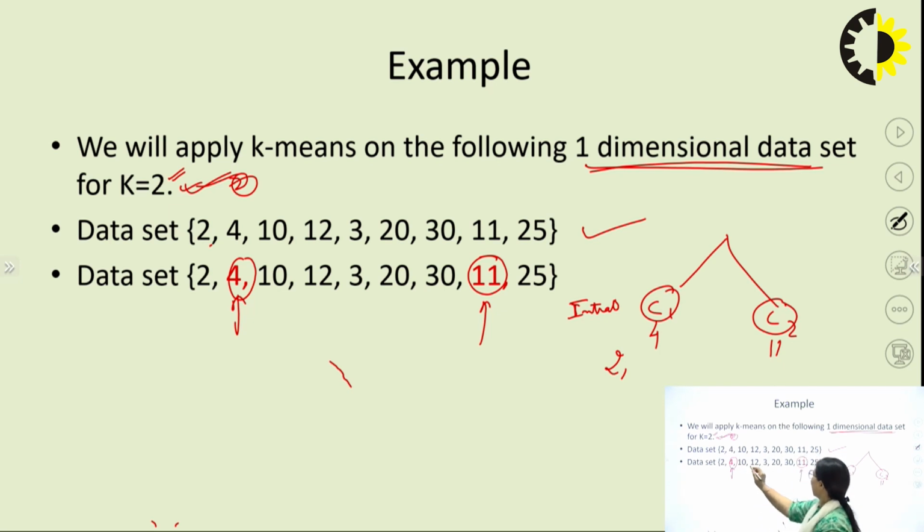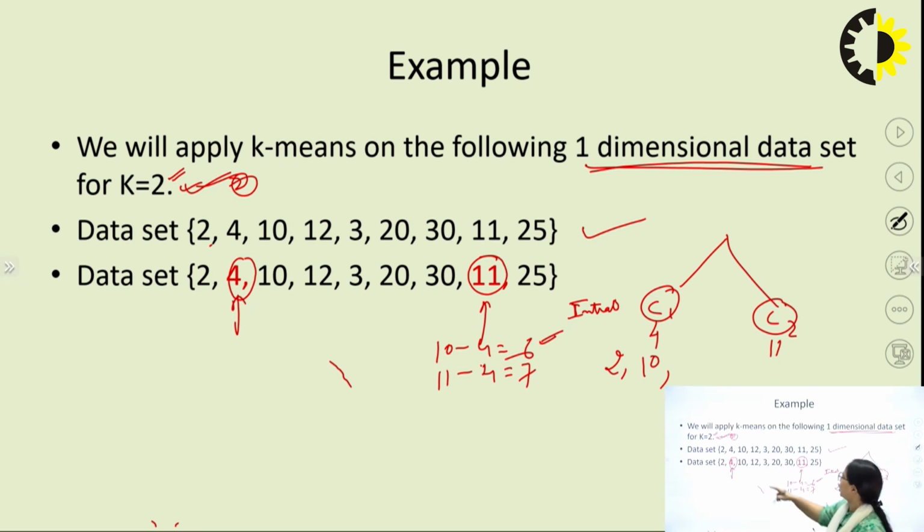4 is already there. Okay, 10, and now we have to check for 10. So, 10 minus 4 gives us 6 and 11 minus 10 gives us 1. No doubt 10 is closer to C2, so 10 will come over here. 12, let's check for 12. 12 minus 4 and 12 minus 11. No doubt 12 will come over this side because of the distance. Then 3. At C1 or C2, in which group will 3 go? 3 minus 4 is 1 and 3 minus 11 is much more than 1. So 3 will come in this group.